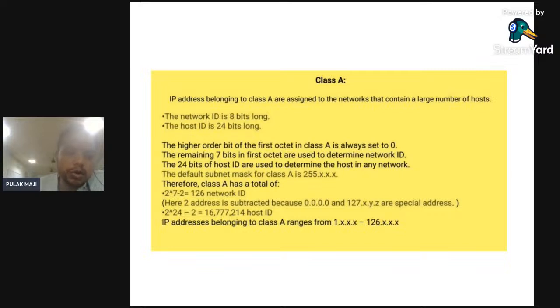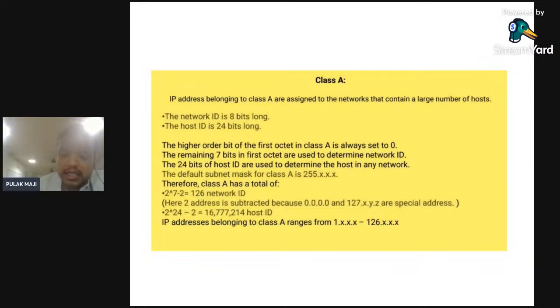This comes out to be 191. So what is the range? The same thing is written at the bottom of this slide, that is 128 to 191. So whatever value is given, if it is in this range, then I can easily say that this IP address belongs to class B.